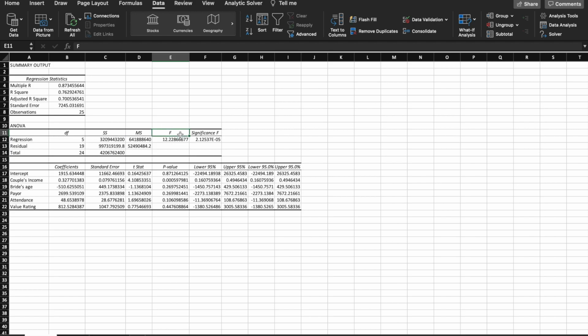So what is the F-test? The F-test is based on a hypothesis, as we learned in class. So the null hypothesis for this test is that we'll say beta 1 plus beta 2 plus beta 3 all the way up to beta k equals 0. I'll get into what that means in a second. And the alternative hypothesis is that at least one beta value is not equal to 0.